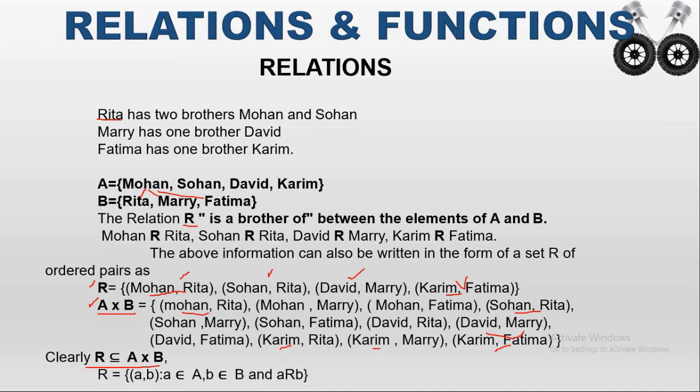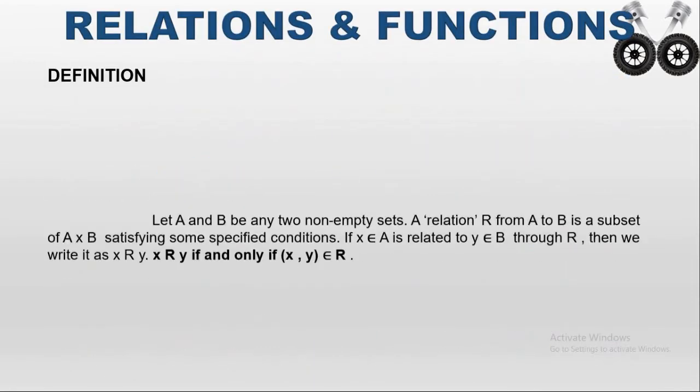So in general terms, how can I write R, capital R, that is the relation? R equals {(a, b)}, where a is an element in capital A and b is an element in capital B. That means a belongs to capital A and b belongs to capital B. What is the relation between a and b? a R b, that is, a is a brother of b. So that is the relation. Now we can define what is meant by relations.